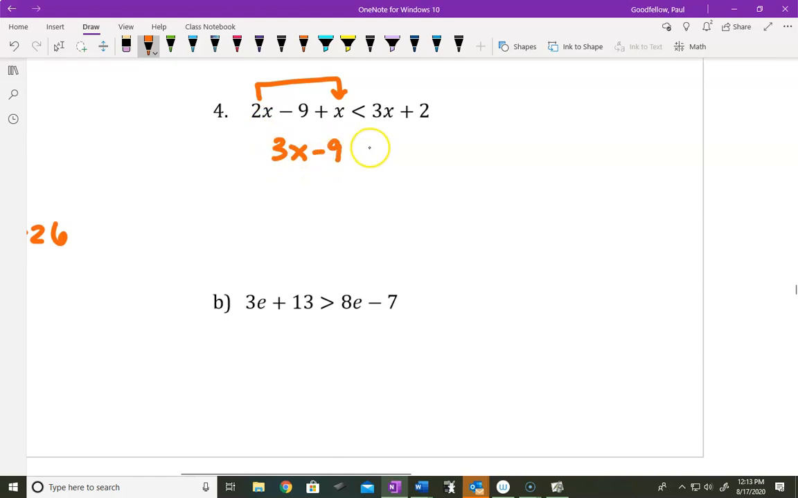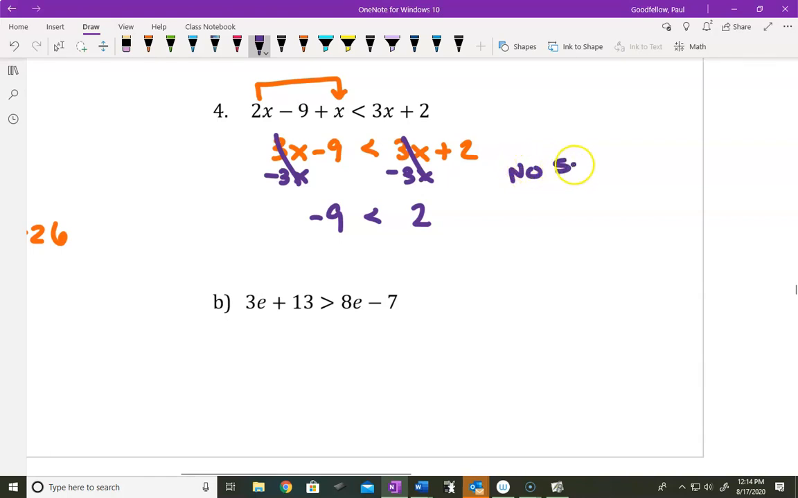3x minus 9 is less than 3x plus 2. And if we've got variables on both sides, it makes sense that maybe they should be shifted to the same side. And something bizarre happens on this one. You end up getting a cancellation on both sides, and you end up with negative 9 is less than 2. Now, when you lose a variable like this, you're going to run into one of two cases. You're going to either run into the case of it being no solution at all, or it's going to be every solution that you could possibly think about.